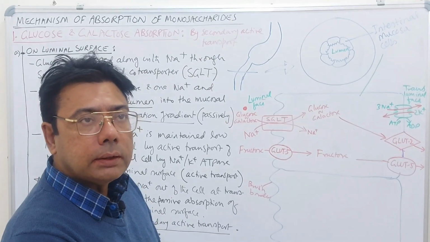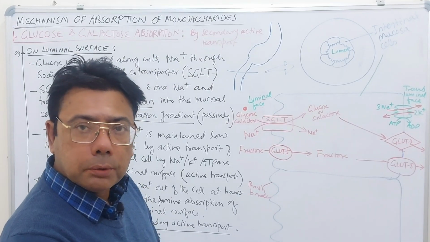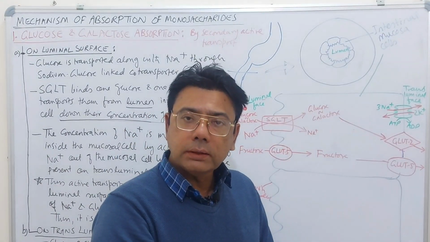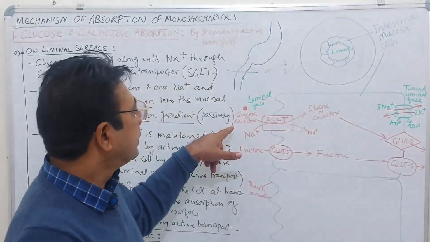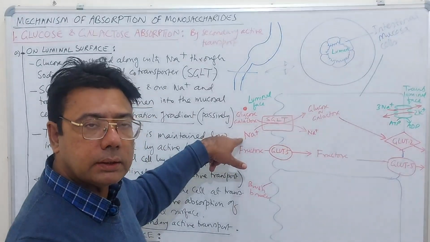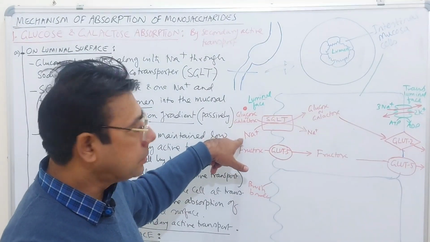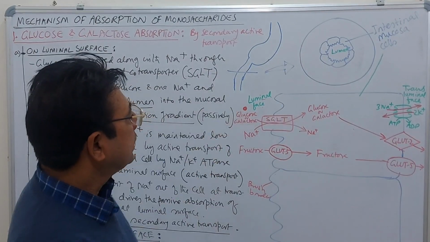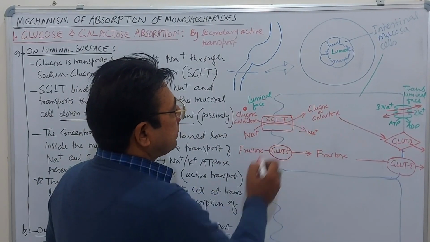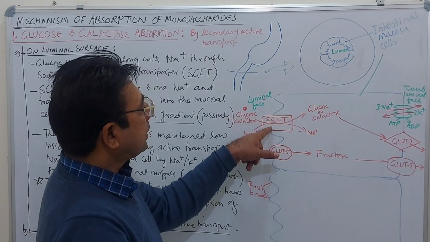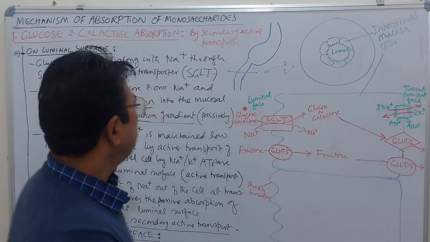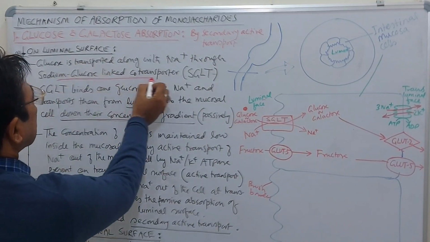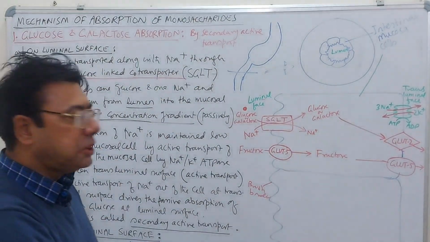ORS contains salts along with glucose. So why is glucose given along with salts? The reason is that salts, meaning sodium ions, are necessary for absorption of glucose. So what happens is that sodium along with glucose is transported through this molecule which is called sodium glucose linked transporter. Here you see, this is called sodium glucose linked transporter or SGLT.